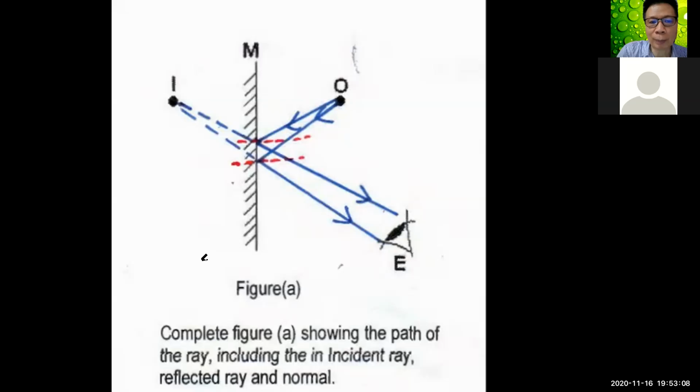You can use a shortcut method as I told you just now. You draw these two straight lines first. Okay? And then only draw these two. Okay? Like that, your diagram will be more accurate.